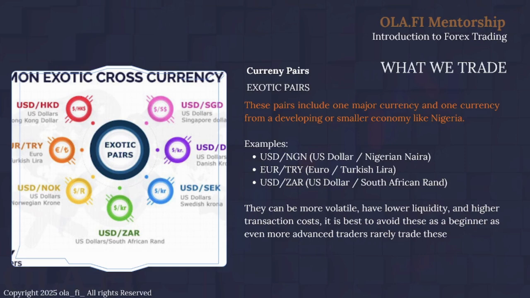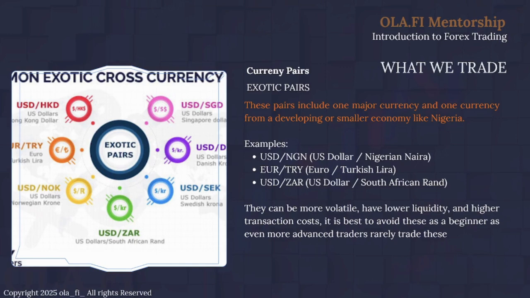So exotic pairs, these pairs include one major currency and one currency from a developing or smaller economy. Examples are the USD NGN, the Euro and the Turkish lira, the dollar and the South African rand. I'm emphasizing smaller economy because the Swedish currency and the Norwegian krone are not developing countries, but they are small economies in regard to the big players in the world.